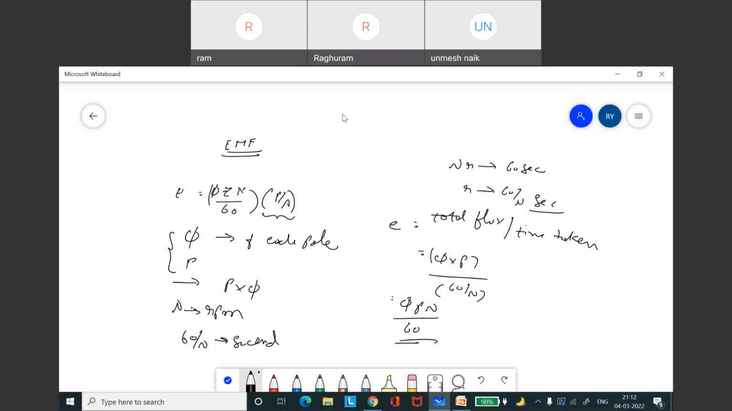So let Z be the total number of conductors, and A be the number of parallel paths. Now Z by A gives us the number of conductors connected in series. So this is the EMF induced in a single conductor. The total number of conductors connected in series is Z by A, so we have to multiply it with Z by A. So the induced EMF in a DC generator is φZN by 60 into P by A.